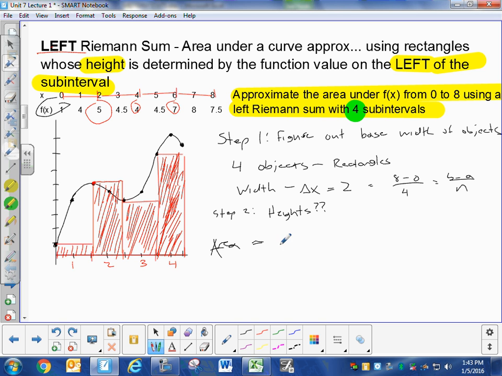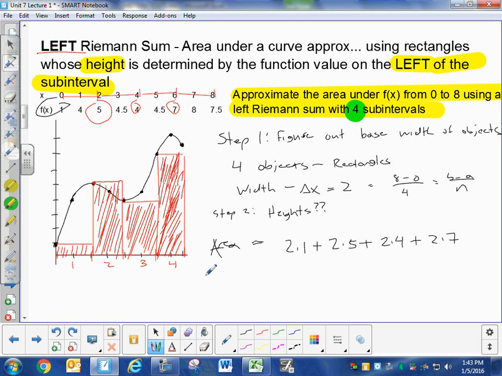First, rectangle number 1 has a base of 2, a height of 1. Rectangle number 2 has a base of 2, a height of 5. Rectangle number 3 has a base of 2, height of 4. And rectangle number 4 has a base of 2, height of 7. Boom. Calculate those, you get the area.